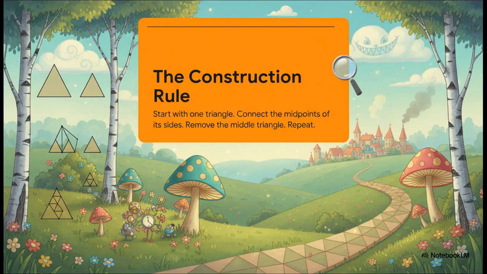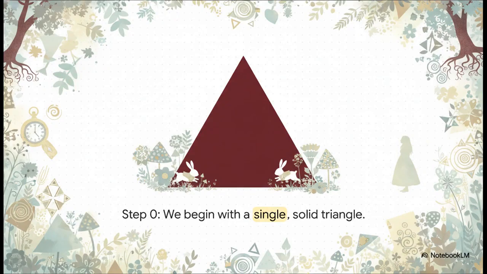Okay, here it is. This is the entire instruction manual. Seriously, you start with a solid triangle, you find the halfway point on each side, connect those dots to make a new triangle in the middle, and then you just pop that middle one out. And the most important word in all of this? Repeat. So let's start at step 0. All we have is one solid filled-in triangle. Easy enough, right? This is our starting canvas.